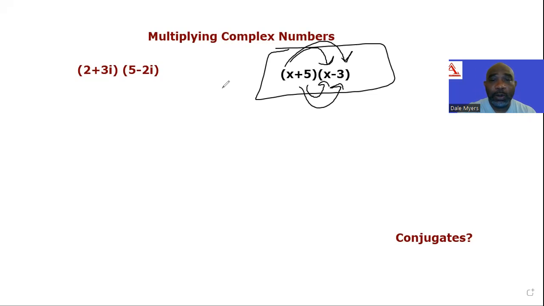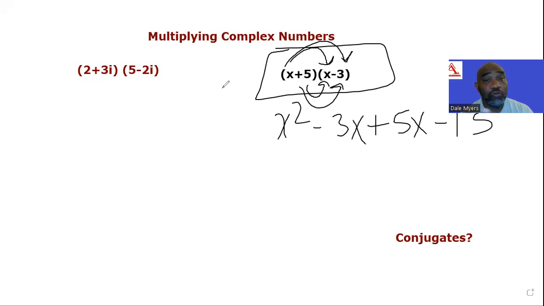Well, let's do that. So we would do x times x, which gives us x squared. Then the x times negative 3 would give us negative 3x. And then 5 times x would be 5x. And then 5 times negative 3 would be negative 15. You've done that before. Now we would do what?